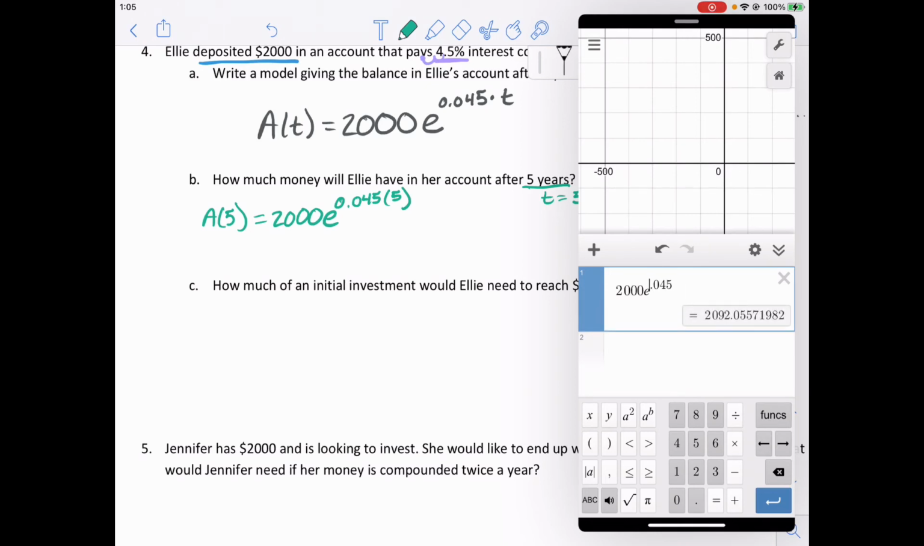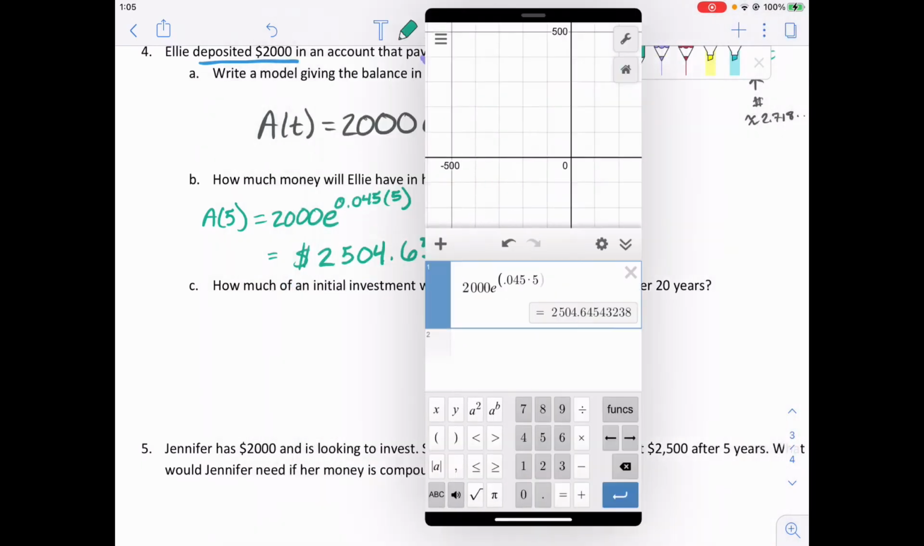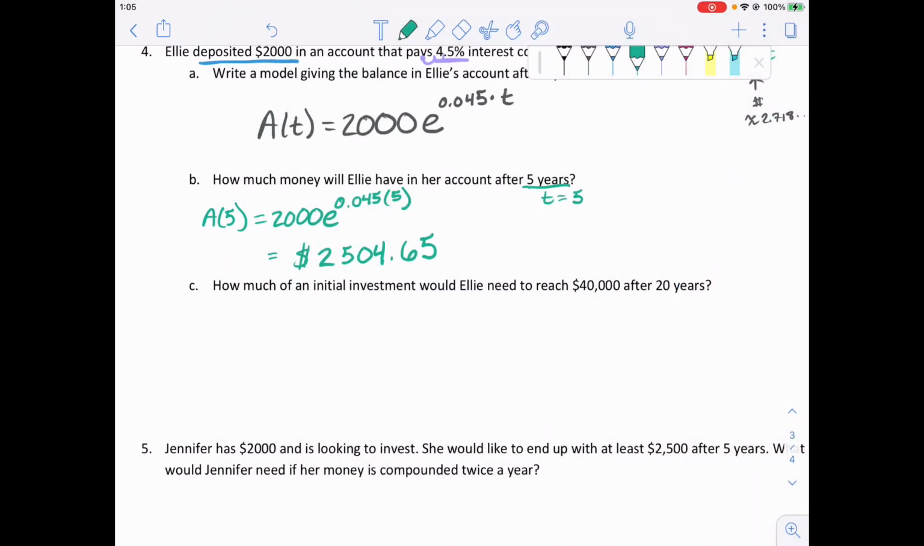Need to put it in parentheses because Desmos wants to know that we're still in our exponent, times 5, and we get, Ellie will have $2,504.65. So interest on a credit card is bad. Interest on a bank account is good. It means we get more money.